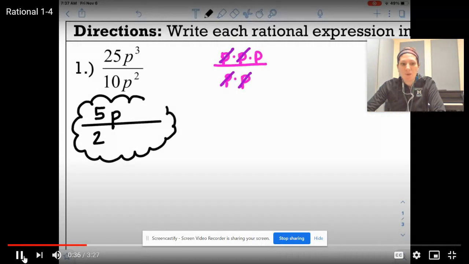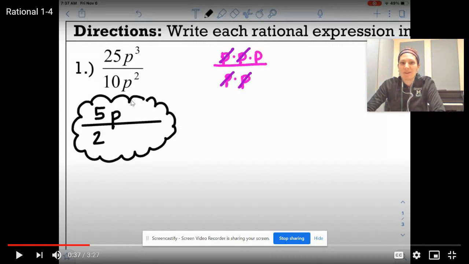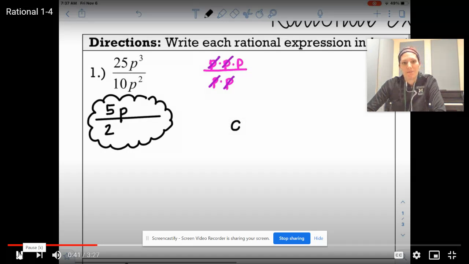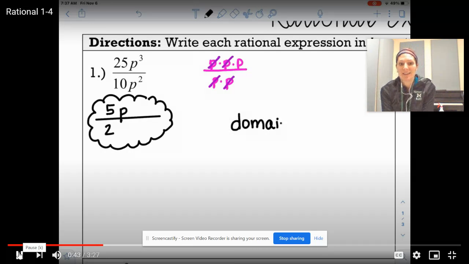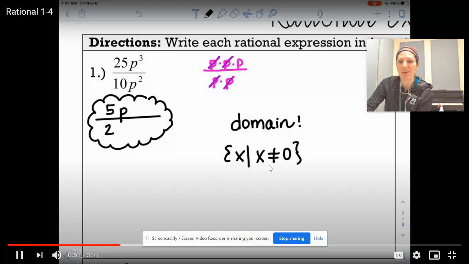A common question that you would be asked and that you want to make sure you're confident with is the idea of domain. So a little bit of a review from that first week of school. If you're asked to find the domain, you would set the denominator equal to 0 and solve for that variable. So if I set 10p squared equal to 0 and solve, p cannot equal 0. And so if I were to plug in numbers, I could not plug in 0 for p. Pretend that said p and not x. I'm not redoing it.